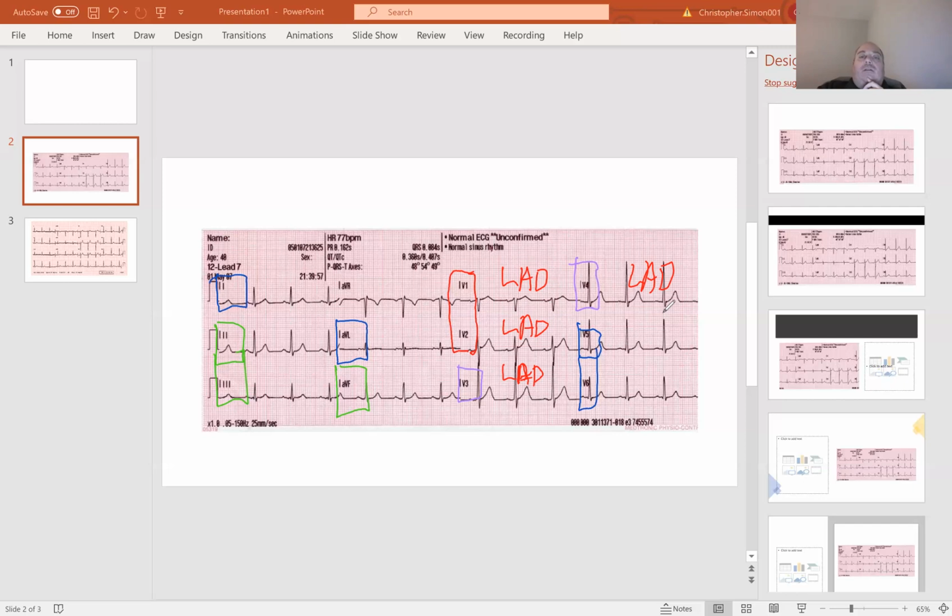The lateral leads are going to be supplied by the circumflex artery, LCX, the circumflex artery, right, which wraps around the side and the back as well.